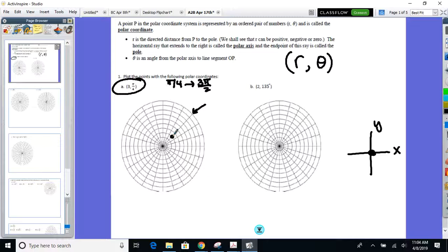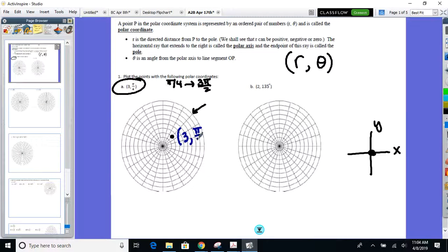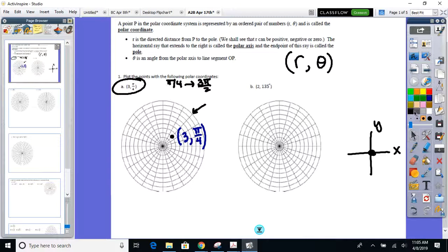No arrows, nothing, I'm just plotting the point. That is 3, pi over 4 right there. It gets kind of tiresome on the eyes, especially with all these lines flying around. It's hard for me to tell how many I'm going out, but you guys are young cats, I'm sure you could do it.